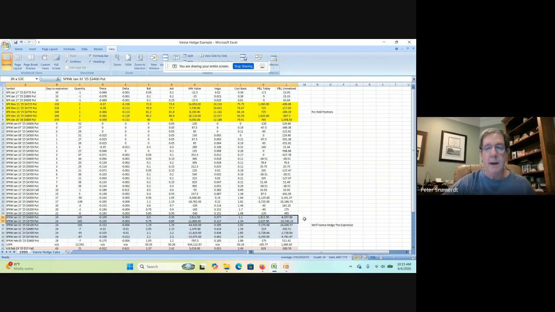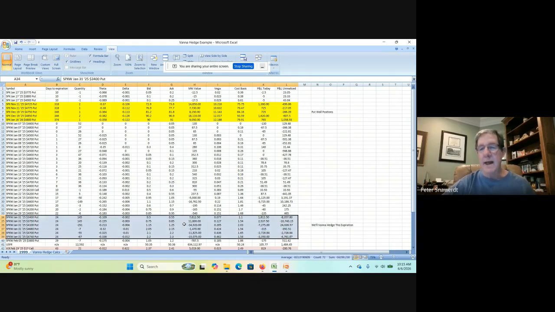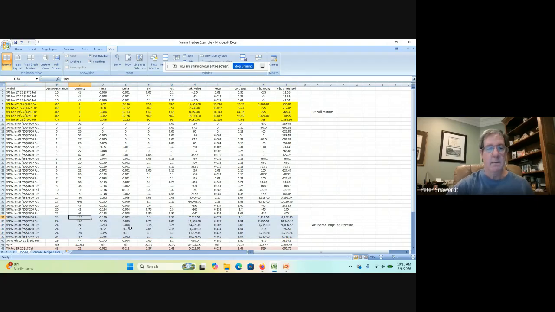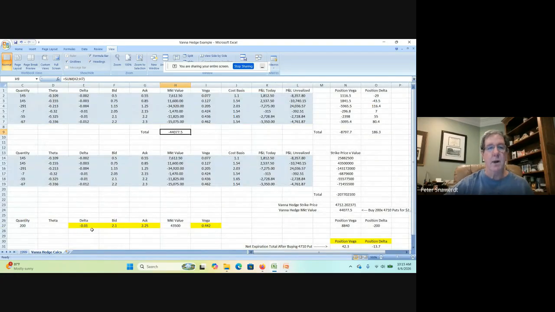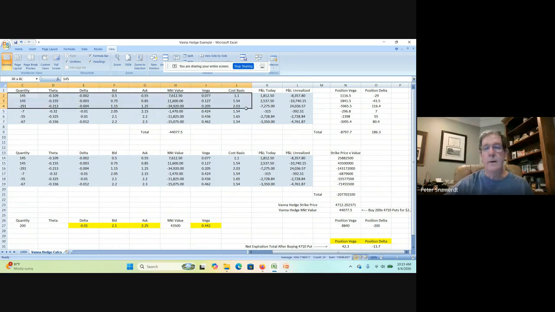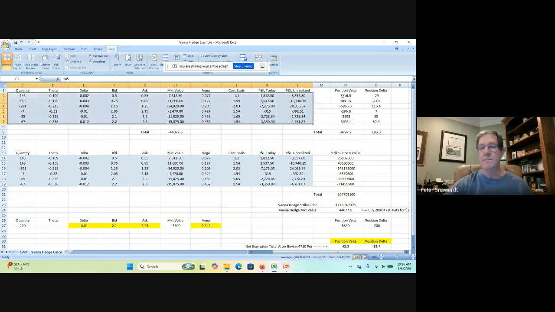My mouse is misbehaving. We'll Vanna hedge this expiration, January 31st, 2025. These were the positions in it. Note I have long positions in here, quantity 145, quantity 145, and short positions, all of these. We're going to Vanna hedge that all together. So let's take that part, which is represented right up here. Now let's Vanna hedge it.